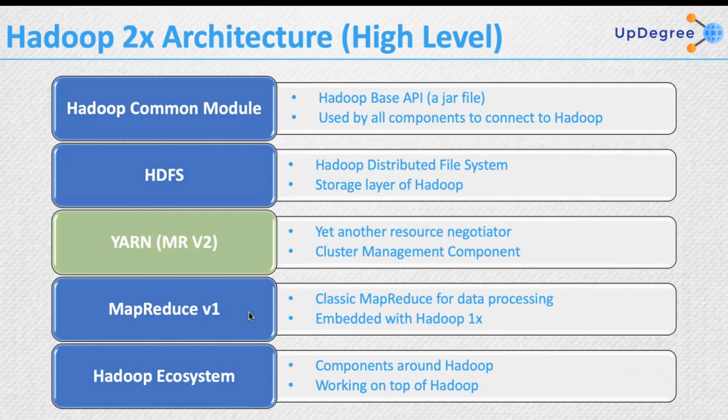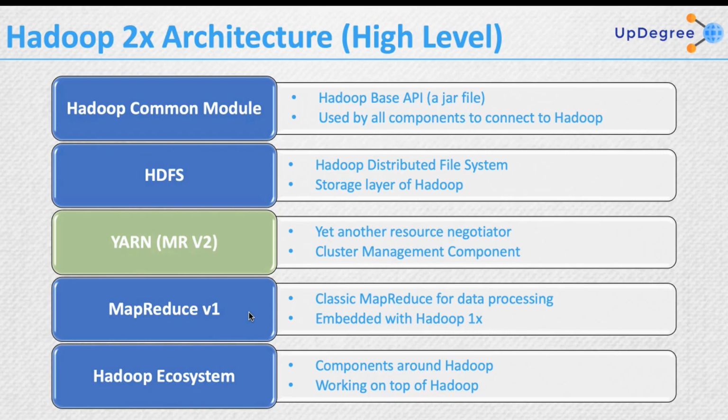It's an API which helps you connect to Hadoop. Then HDFS, which is your Hadoop distributed file system, the storage layer of Hadoop. We have talked about MapReduce, that MapReduce is a computation layer, and the Hadoop ecosystem, that there are many tools that have been built on top of Hadoop. But what exactly is this yarn? Why has this been built on top of Hadoop 2x, why was it not available in 1x, why do we have it in 2x? So yarn is yet another resource negotiator.